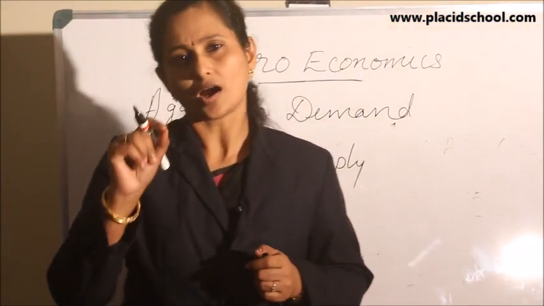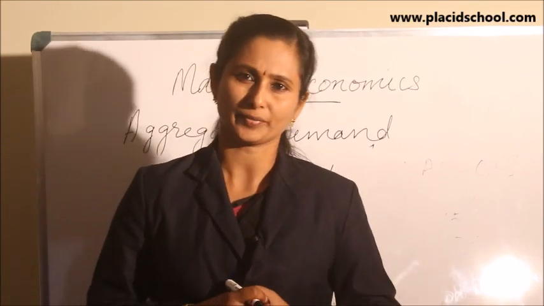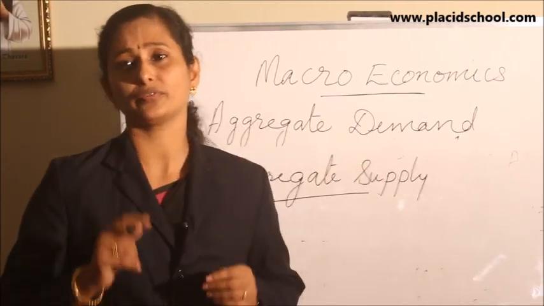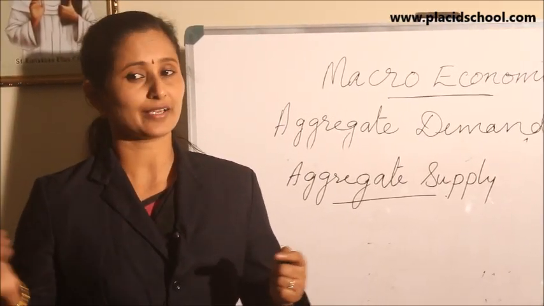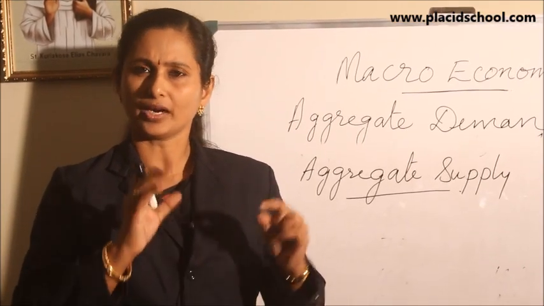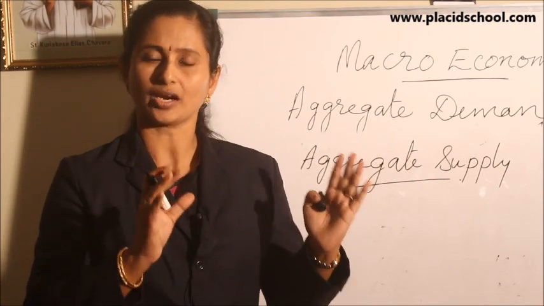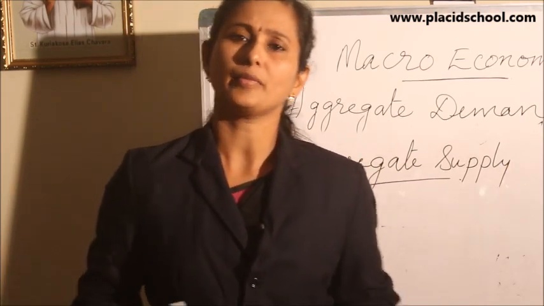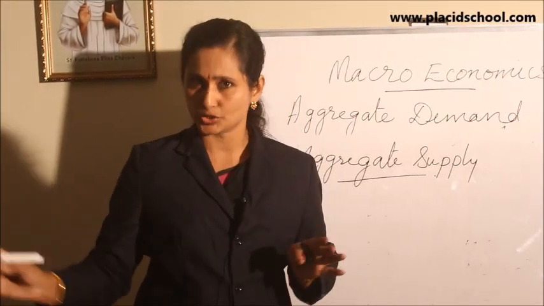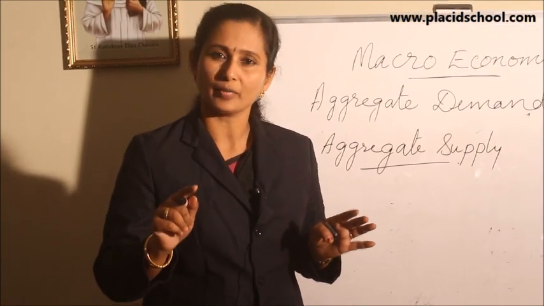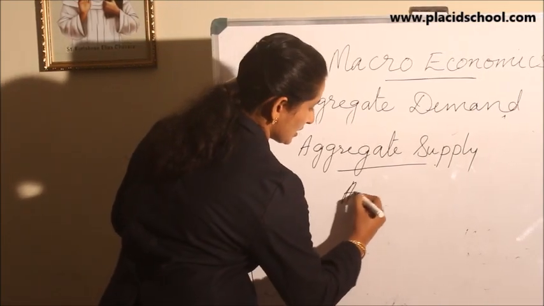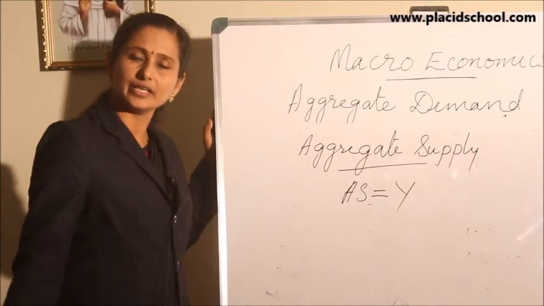The money value of the output is distributed among the 4 factors of production, because the output is the result of the combined efforts of the 4 factors of production. Which are the 4 factors of production? Land, labor, capital and organization. The total output in an economy is distributed among them. So, the money value of the total output is equal to the total income received by the factors of production in an economy. In that sense, aggregate supply is equal to the total income in an economy.